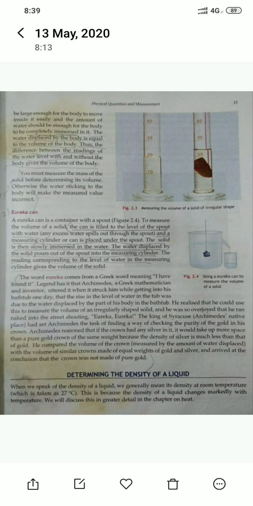Then in order to measure the density, the mass you have already calculated, the volume you have already calculated, simply density is equal to mass upon volume.